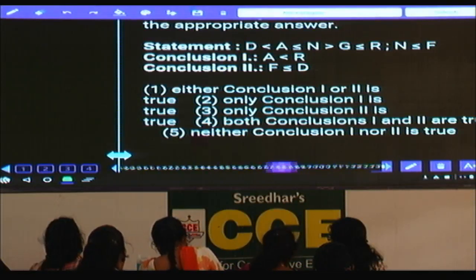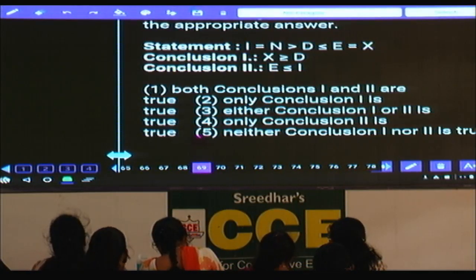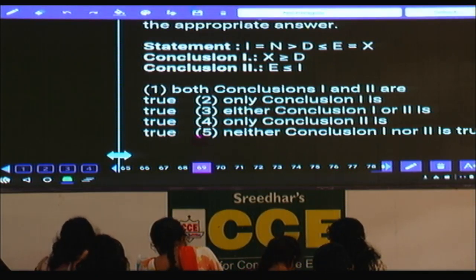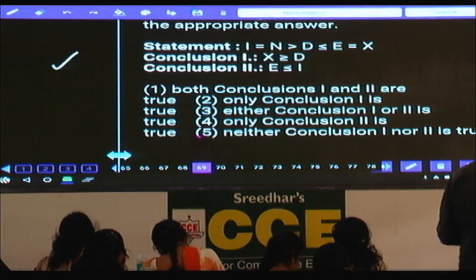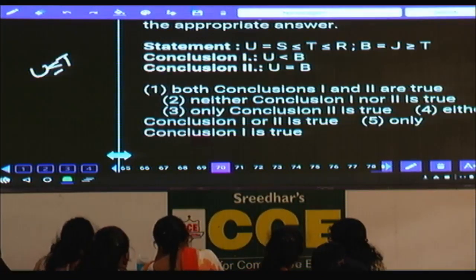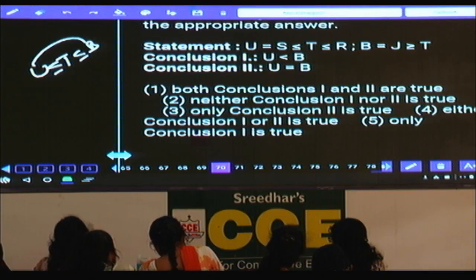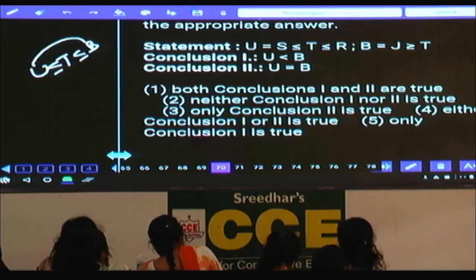Then question number 69. Now in this 69, i, x and d. D and x, d lesser than or equals to x, x greater than or equals to d, definitely true. I and e, between i and e, and t lesser than or equals to b. Hence u lesser than or equals to b. Either lesser or equal. Either 1 or 2, that is choice 4.